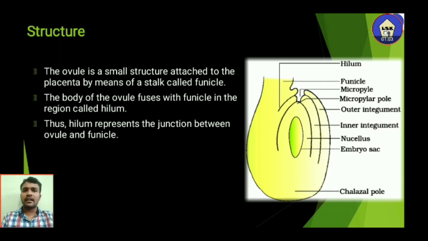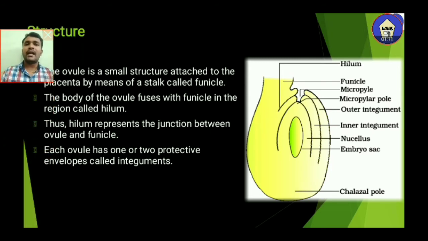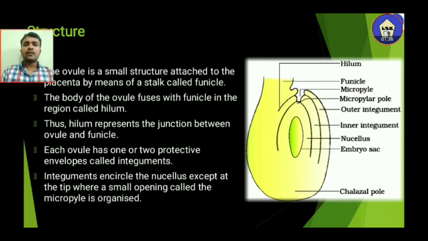Each ovule has one or two protective envelopes called integuments. Sometimes in some species a single integument may be there, and in most cases more than one. Generally, two integuments will be there, which we can differentiate as outer integument and inner integument. These are the protective layers. The integuments encircle the nucellus except at the tip, where a small opening called the micropyle is organized.